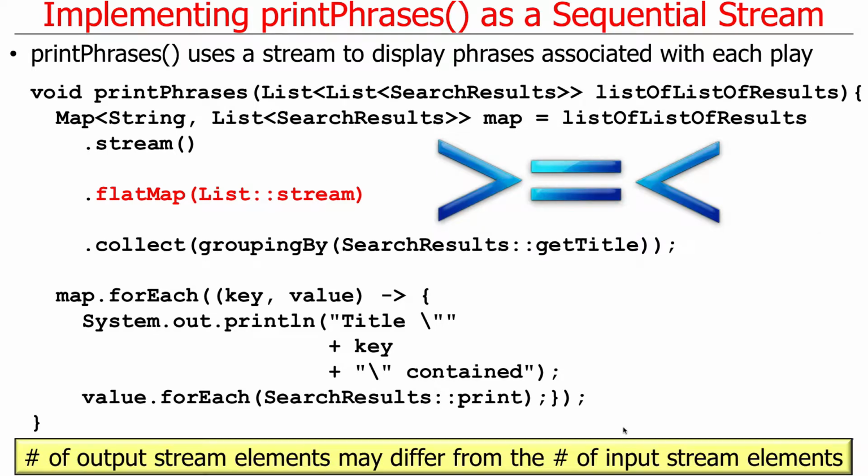Yeah, good question. So keep in mind, in general, flatMap can return greater than, equal to, or less than the number of elements. In this case, we take a stream of a list of search results, and we get back a much bigger stream. So it's going to be more elements, but it could be less, it could be equal. It all depends on various conditions of what you're trying to do.